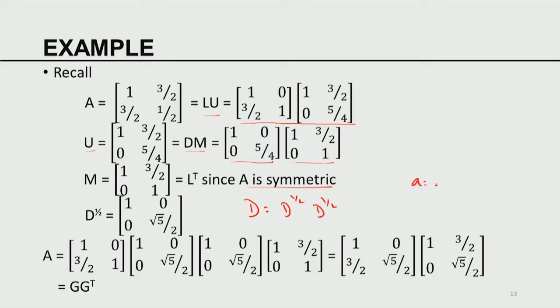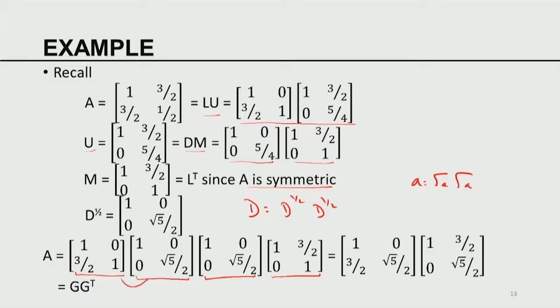So what have I now done? I have identified L, U, D, and M. I have shown M is L transpose. Further, I took the square root of D. D can be expressed as D to the power half times D to the power half, the product of the square roots. Therefore, A can be replaced by L, D to the power of half, D to the power of half, L transpose. I can combine these two parts.